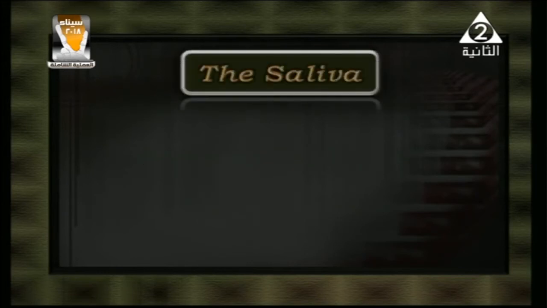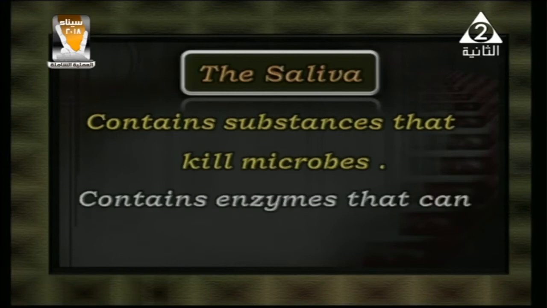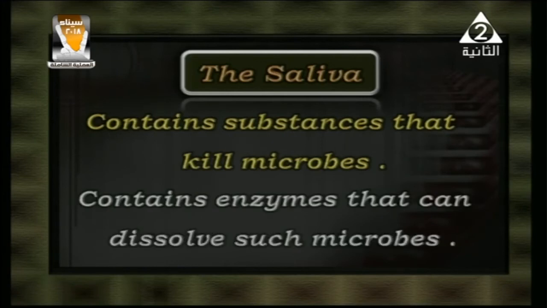Well, after that we also have the saliva. The saliva is the liquid inside your mouth cavity. It contains substances that kill microbes, and it also contains enzymes that can dissolve such microbes. Besides the enzyme that has the ability to digest starch, the saliva also secretes an enzyme that can dissolve microbes.